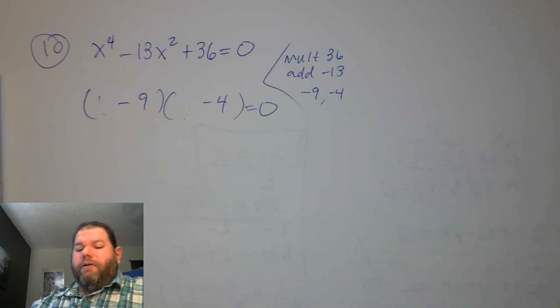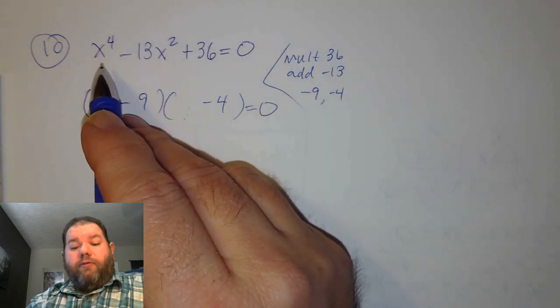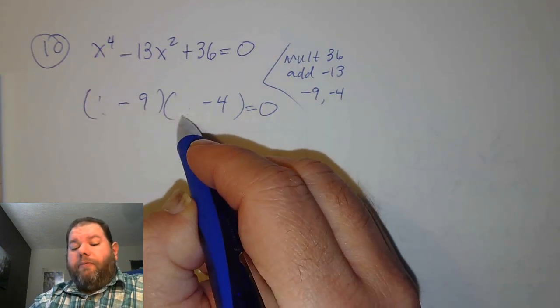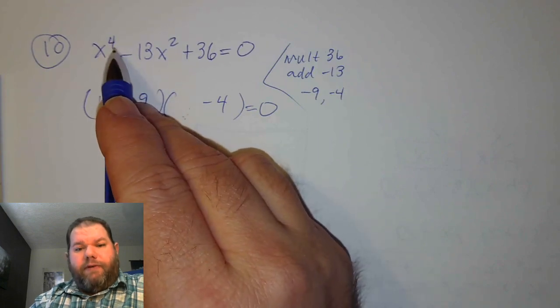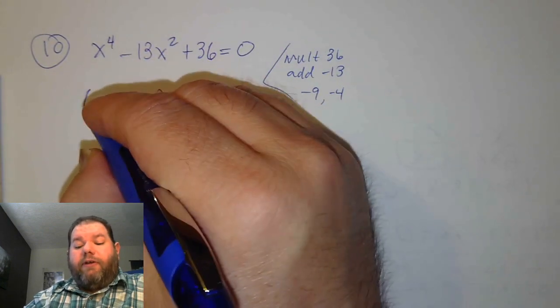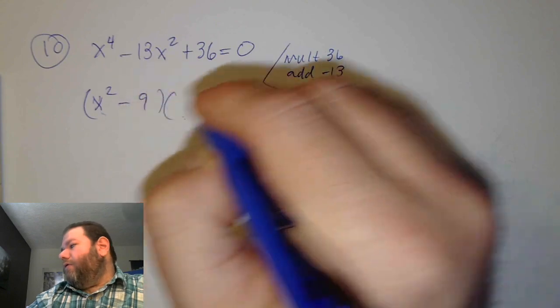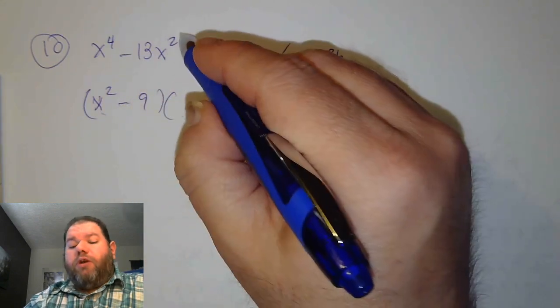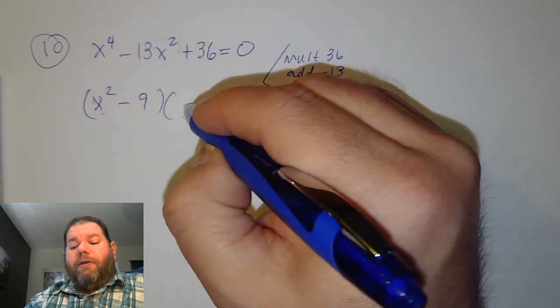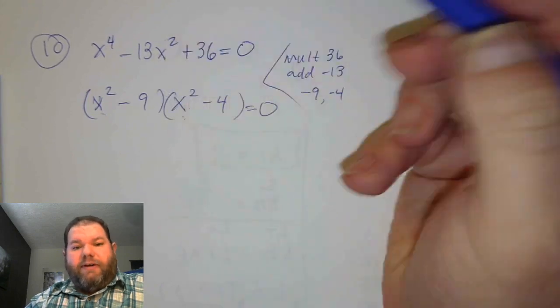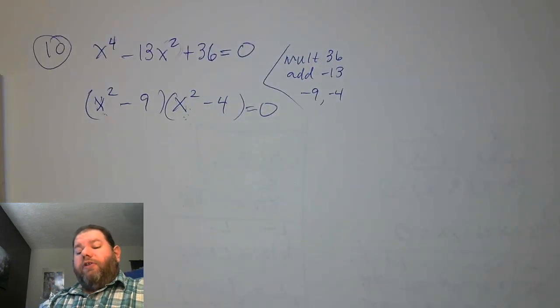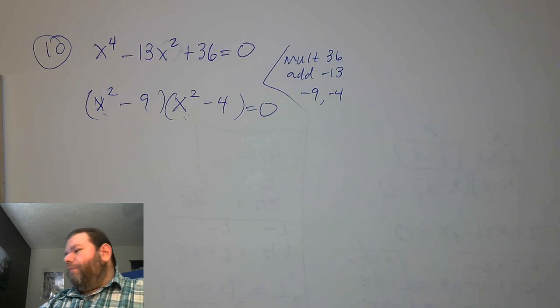X squared. Good. There's two ways we can figure out what goes here. One, we can just take half of this number, which is x squared. The other way is whatever the term is in the middle, that's going to be in both places, which is x squared. So either way we look at it, x squared is the correct term for both parts.